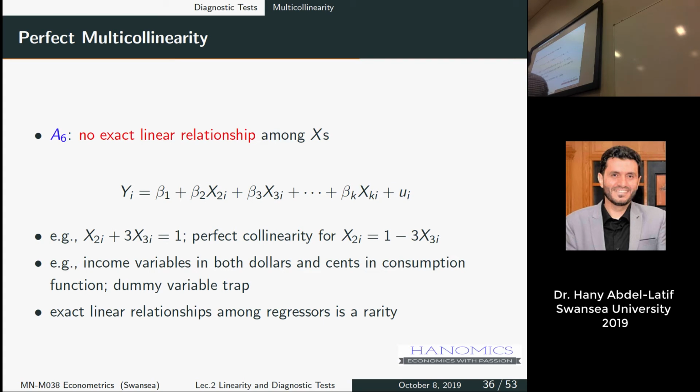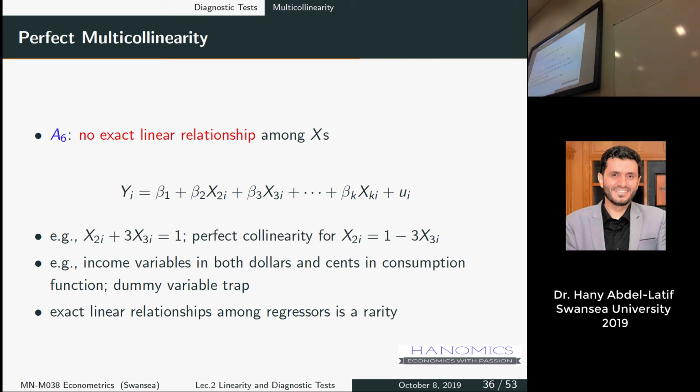For example, if x2 plus 3x3 equals 1, that means I have perfect collinearity, because you can express one of them as a linear function of the other. Here x2 equals 1 minus 3x3. In that case, you can't include both variables. You can't include x3 and x2 in the same model. Why? Because there's perfect collinearity between them.